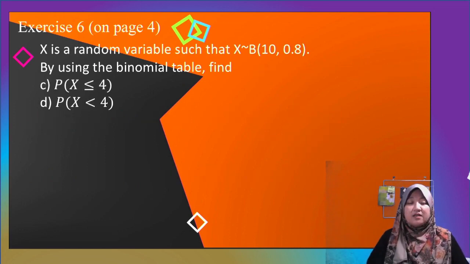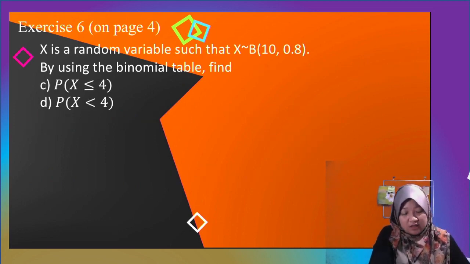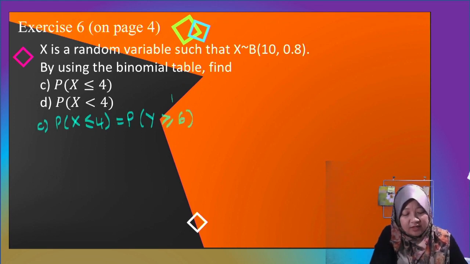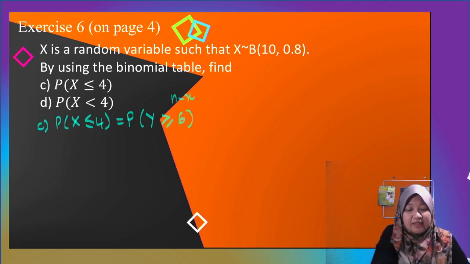Okay, next, same exercise, but C is probability X less than or equal to 4. Okay, so kita terus tukar kepada Y. Y is greater than or equal to 6. Why 6? Sebab n tolak X. Okay, so this one is greater than. Dia already greater than or equal to 6. So, awak terus baca table. Awak akan dapat 0.0064.